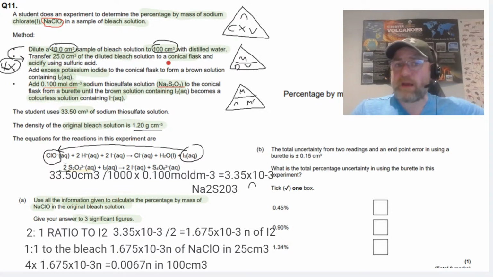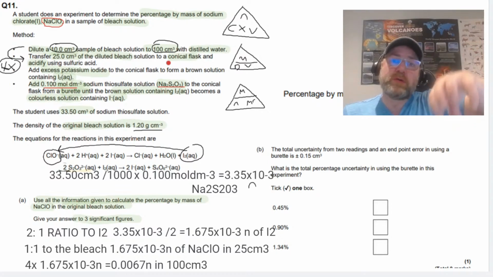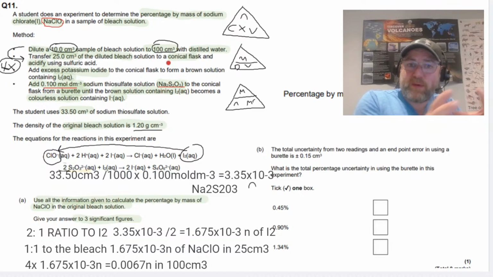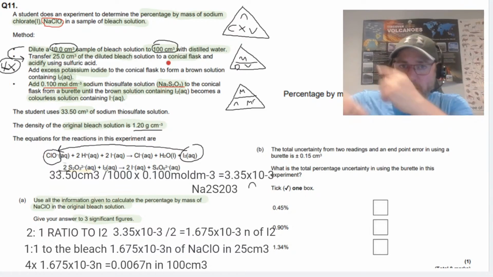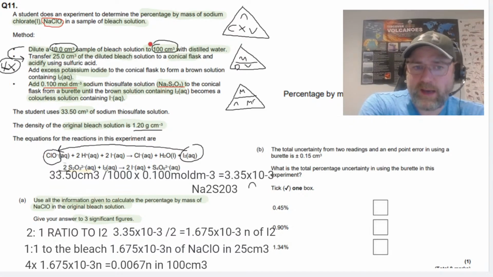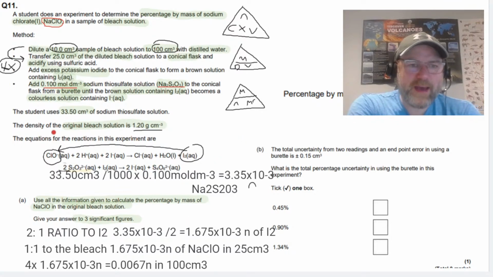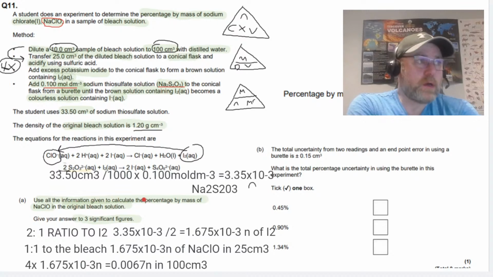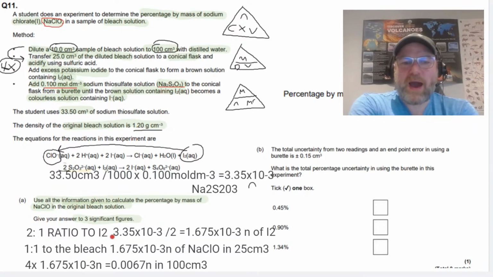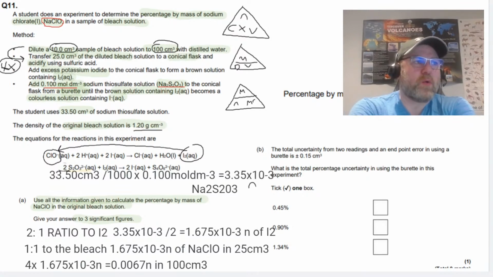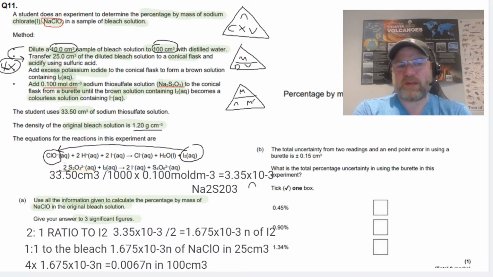That hasn't removed any moles of bleach. It was once we only took 25 centimeters out that we then quartered the moles. So we're putting the moles back to what they were here in the 100. Now, next step is we've got to do how many grams, what is the mass of the original bleach.